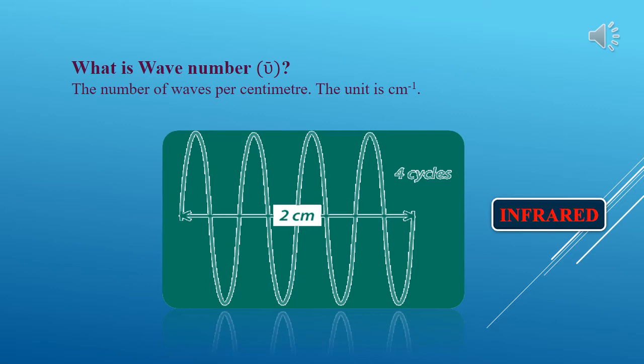How many waves pass in a centimeter is called wave number. You can observe the picture. Within 2 centimeters, 4 cycles are passed. If, with the same distance, 8 cycles are passed, the number of waves will be increased. So how many whole waves are passed in a centimeter is called wave number. And infrared radiation is measured using wave number as a wave characteristic of IR.